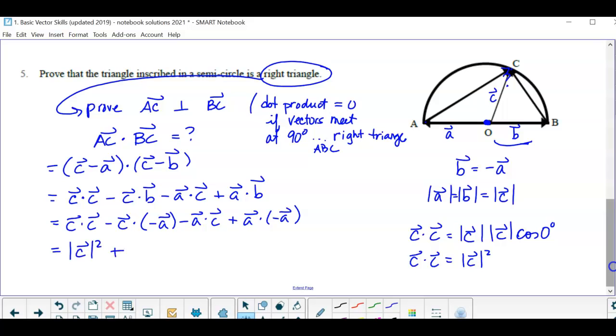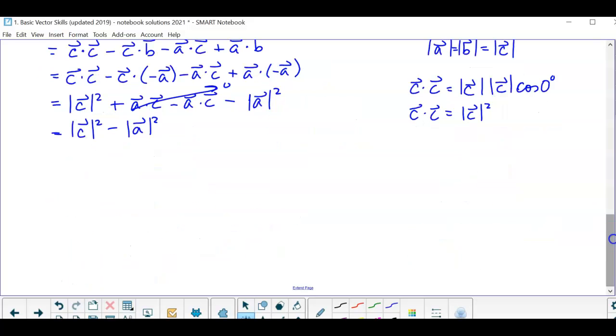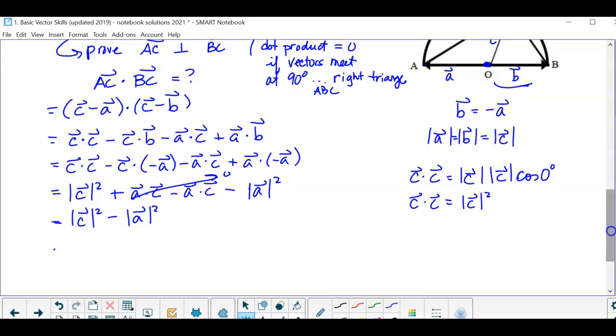This is going to be plus A dot C minus A dot C. Doesn't matter the order. And then minus magnitude of A squared. So those go to 0. Then we have just stated that the magnitude is equal. So the magnitudes of A and C are equal. With that substitution, it equals 0.